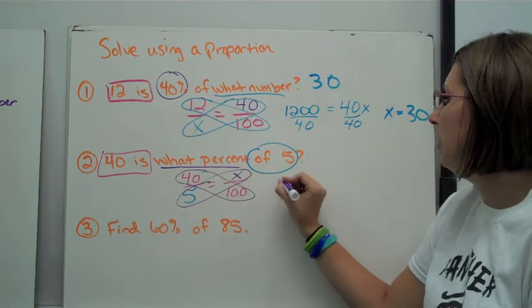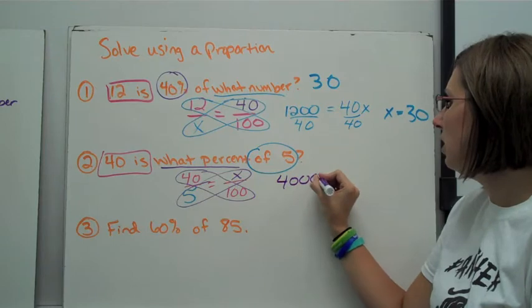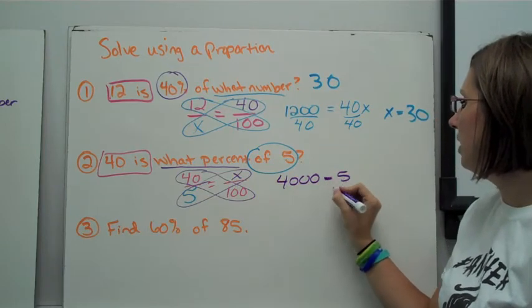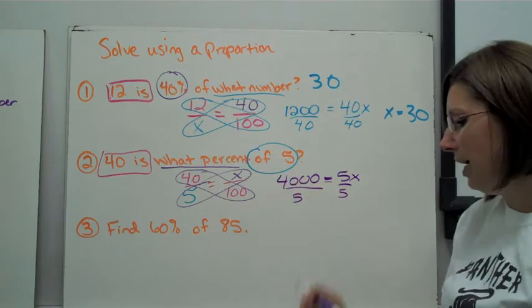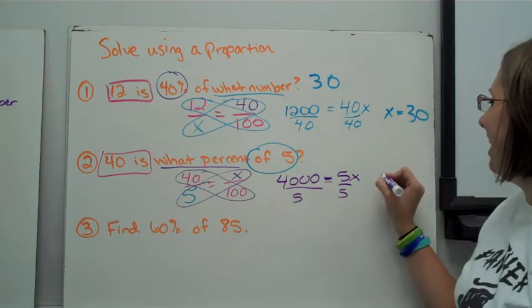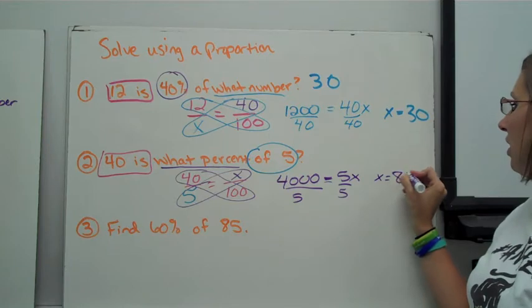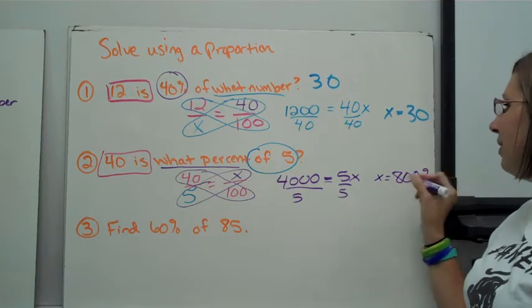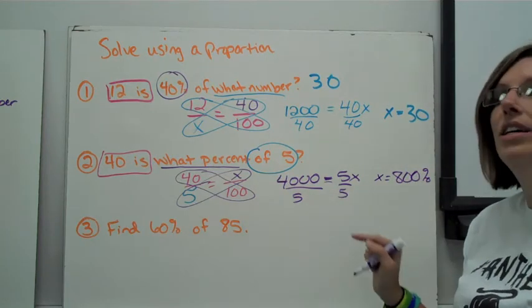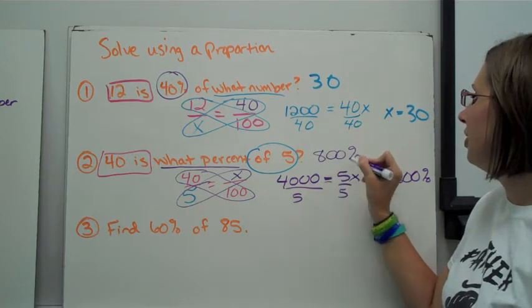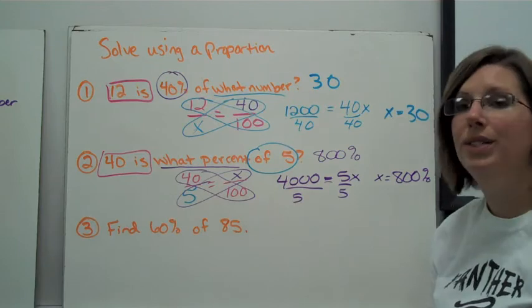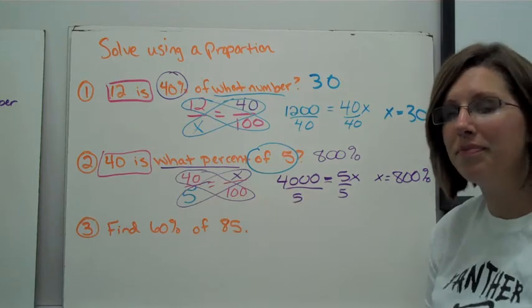40 times 100 is 4,000. 5 times x is 5x. If I divide both sides by 5, I get 800. And that was a percentage. What percent? So my answer is truly 800%. 40 is 800% of the number 5.